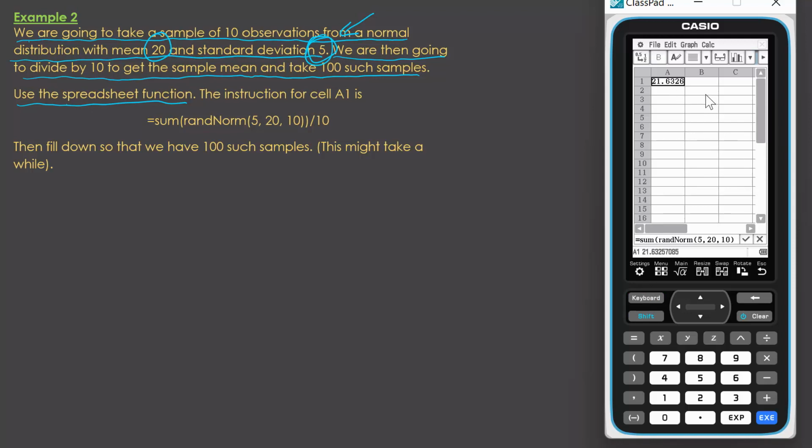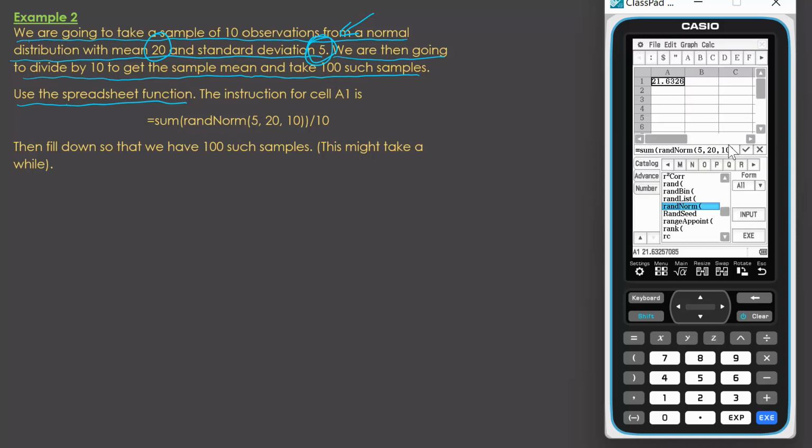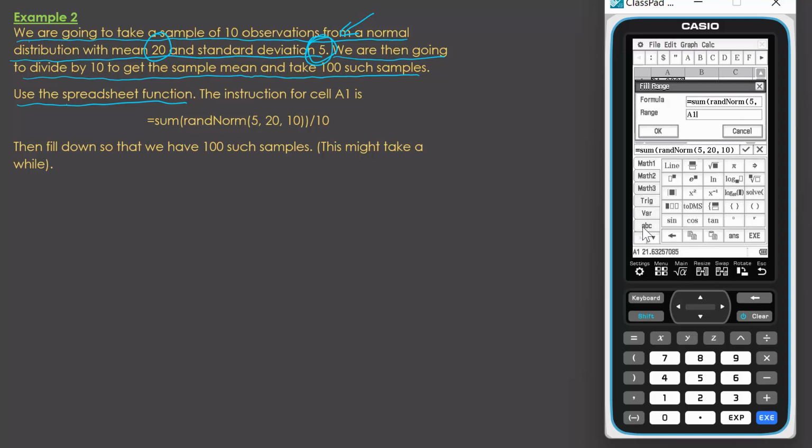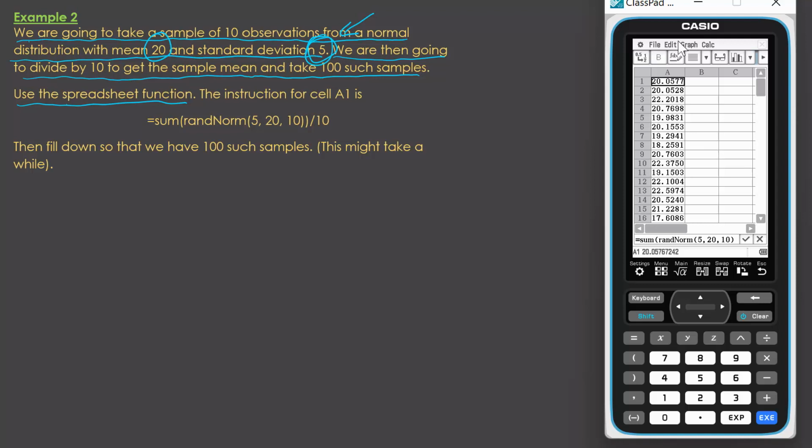And then we want to fill that down. We want 100 such samples. So I'm going to fill a range, A1 to A100. This might take a while on your handheld, but it's pretty quick on the computer.